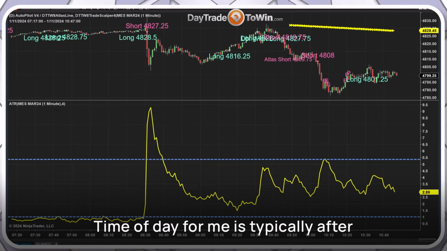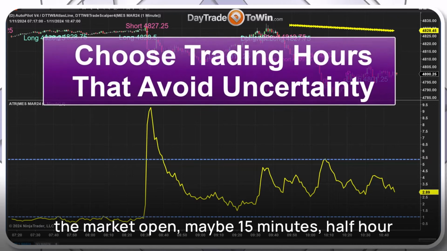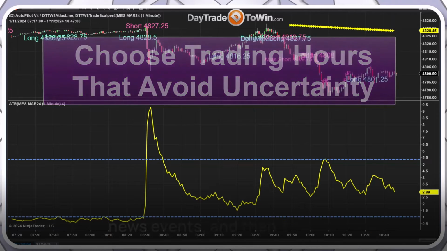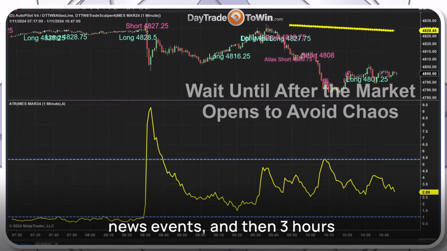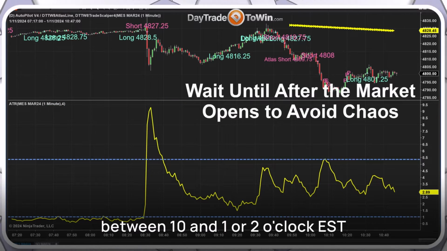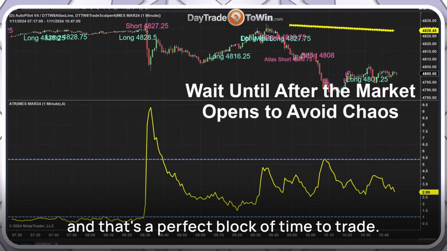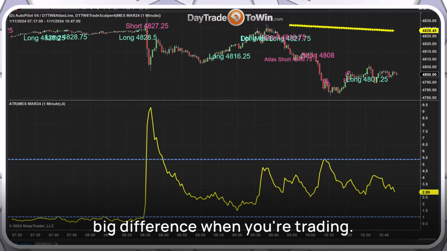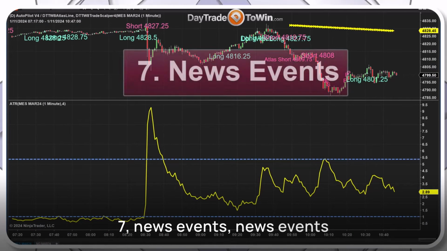Time of day for me is typically after the market opens, maybe 15 minutes, half hour after the market opens, making sure there's no news events, and then 3 hours between 10 and 1 or 2 o'clock, and that is a perfect block of time to trade. So time of day makes a big difference when you're trading. 7, news events.